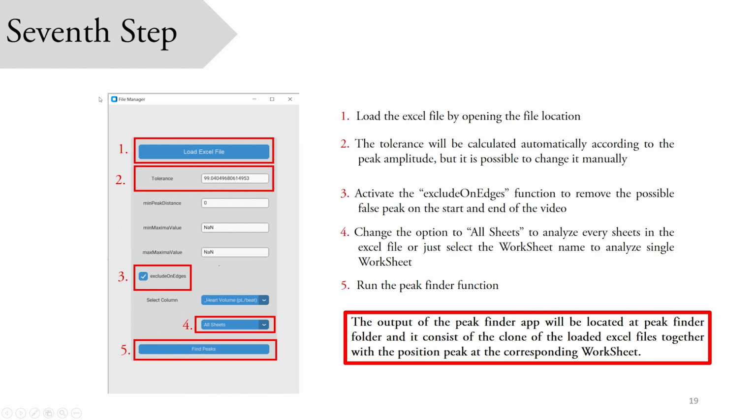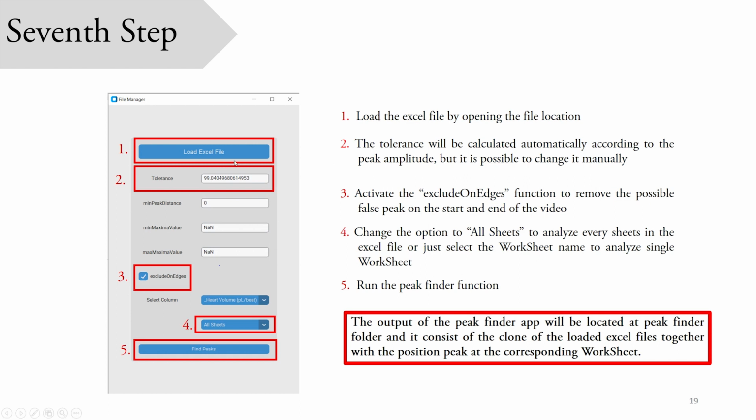And this window, it will be open. This is the PickFinder window. First of all, what we have to do is load the Excel. We load the Excel by clicking this and opening the file location, which is the location of the Excel files that have been saved previously and applied the first part of the macro.